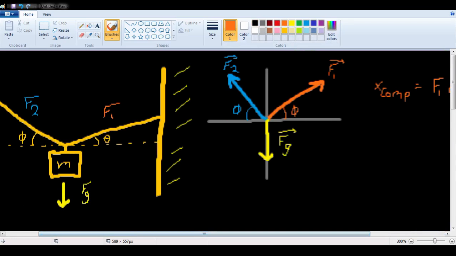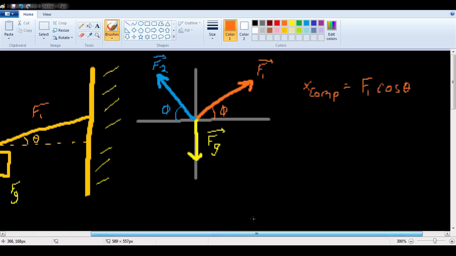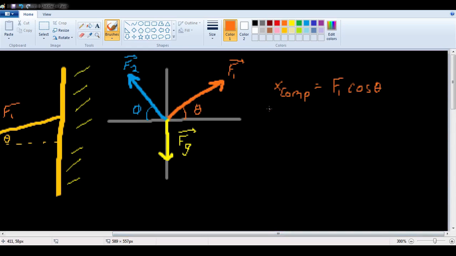Because over here we denoted that as theta, so I'm going to change that real quick. And yes, I am using Paint for this because this was very spur of the moment, and, well, damn it, I just wanted to make a video. So, okay. And now you're going to want your vertical component, your y component. Y comp is going to be F1 sine theta.